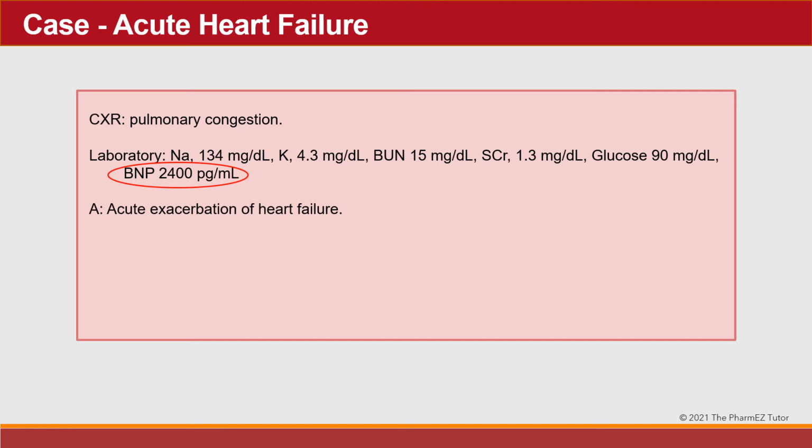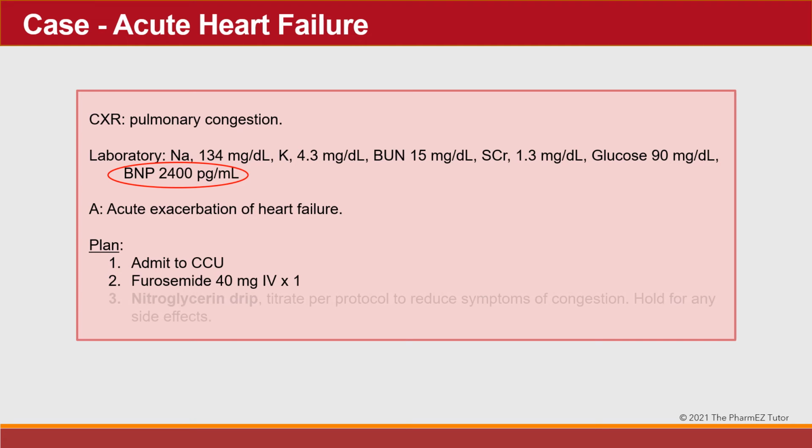The assessment of the patient is that he has acute exacerbation of heart failure. The plan is to admit CH to CCU, administer furosemide 40 mg IV times 1 dose, and start nitroglycerin drip and titrate per protocol to reduce symptoms of congestion. Hold for any side effects.